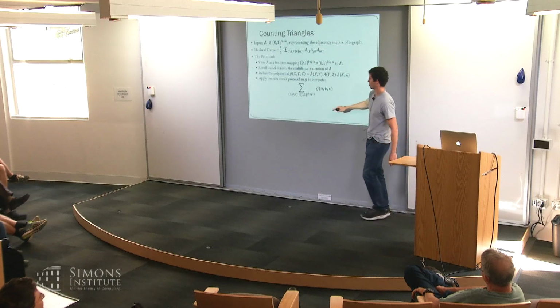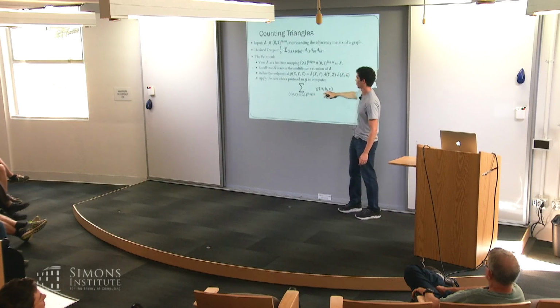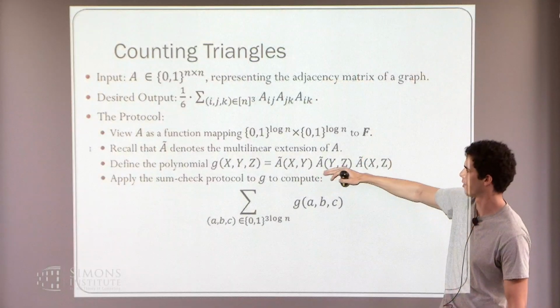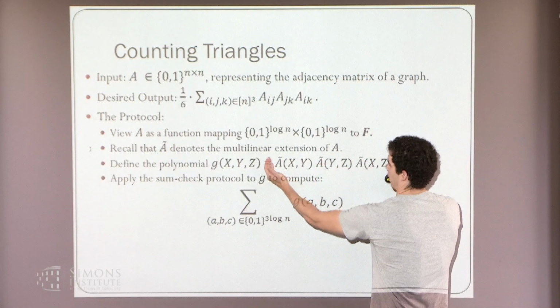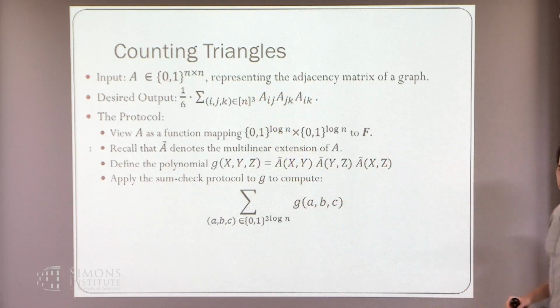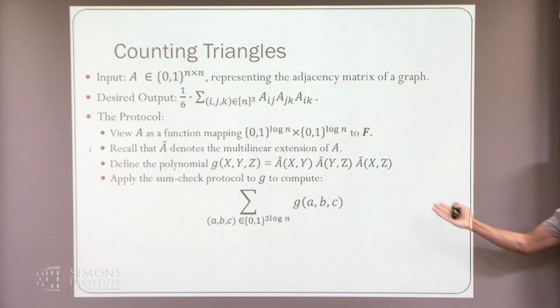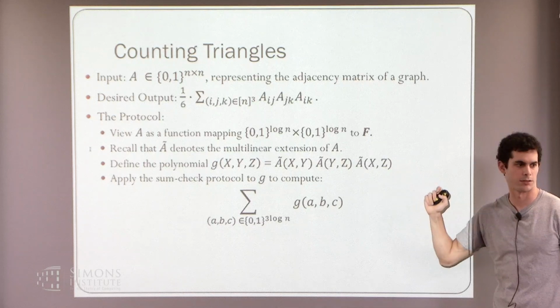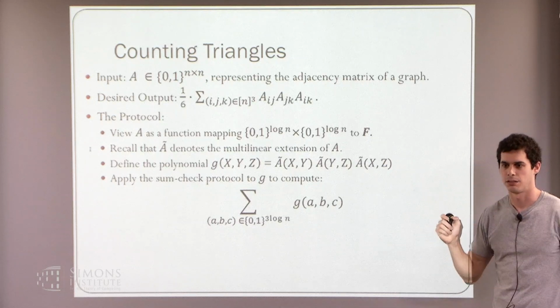Okay, so the final protocol is we're just going to apply the sum check protocol to this polynomial. So the point is that this polynomial extends this function here that we're trying to sum. So this is very similar to the #SAT protocol. I mean, it's basically the same thing. It's just the polynomial we're applying sum check to is different.